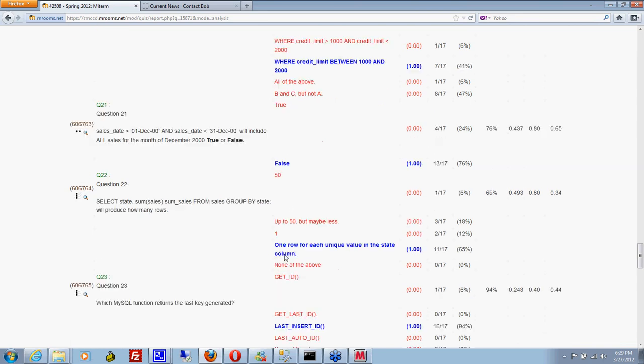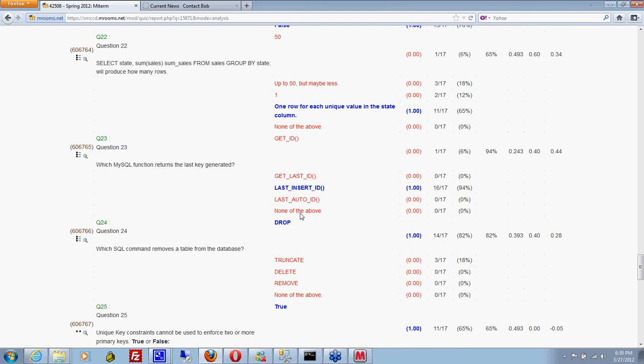Next one here. The answer is really one row for each unique state. And it's not really to say 50 because you may not have customers in all 50 states. Also, state codes are used for things other than states, like the District of Columbia, Puerto Rico, Guam, and so forth. So there could be more than 50. So really the correct answer is D, which is one row for each unique value, and about 65% of you got that right.